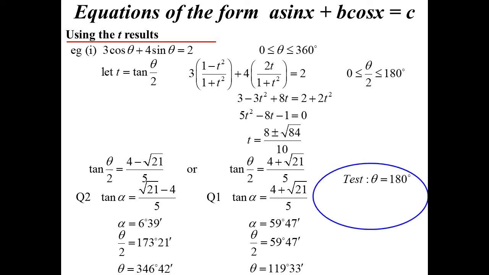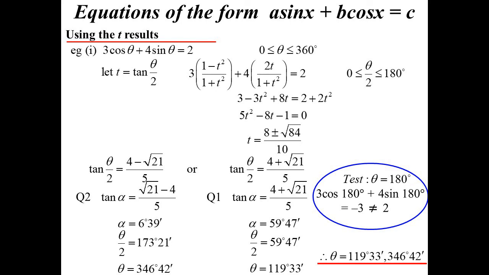However, there is one drawback of doing this. It will never pick up the solution of 180 degrees because we're substituting in t equals tan theta on 2. So if 180 is a solution, tan 90 is undefined. It won't find that answer. But it's a pretty simple way of checking. I could just look at it and go, well, no, negative 3 is not going to equal 2.